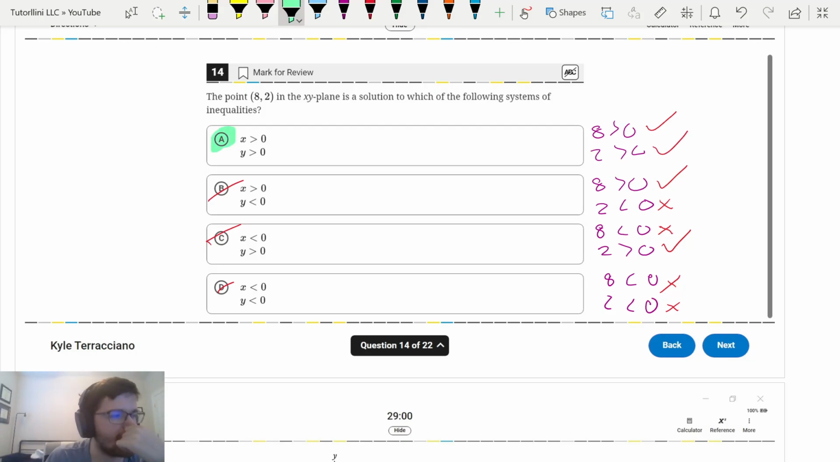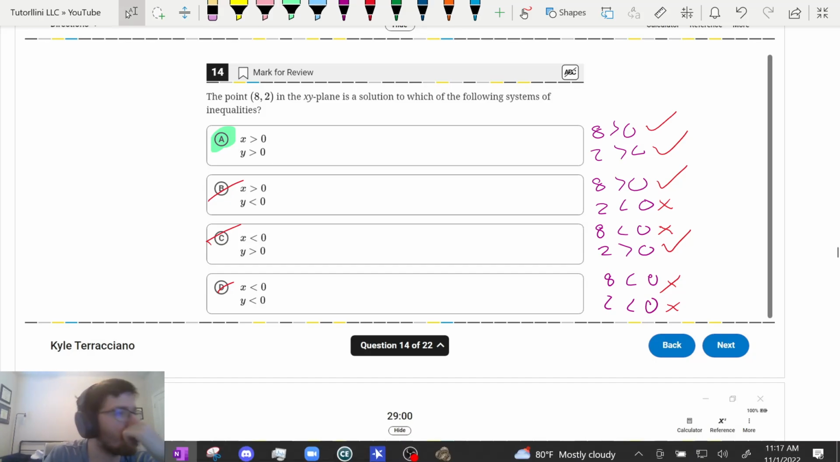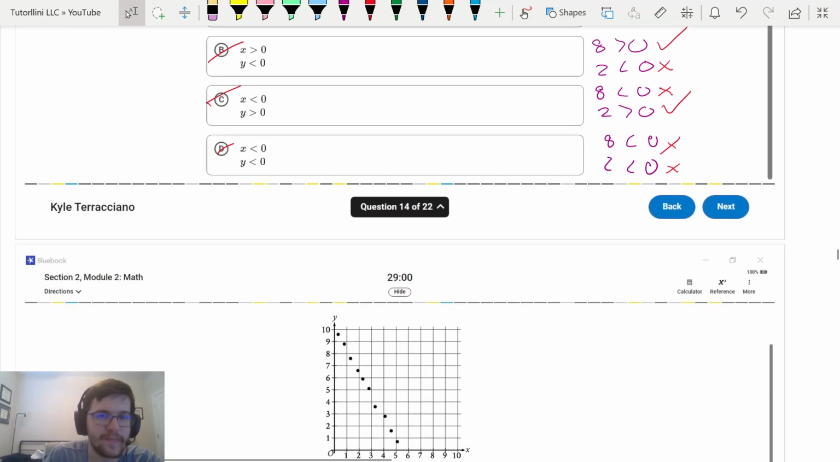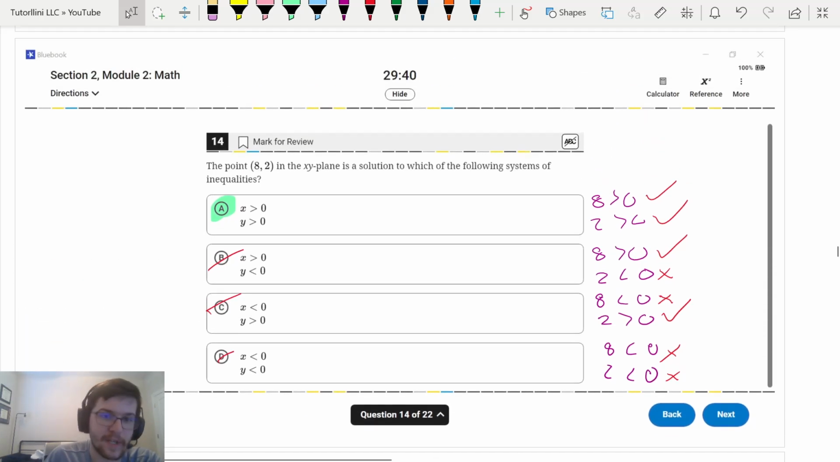You could plot it on Desmos, but it probably would be harder for this one. Probably be a waste of time for this one. But you could do that. For harder inequalities, like if it said y is greater than 8x plus 5, I would probably plot them. But yeah, anyway.